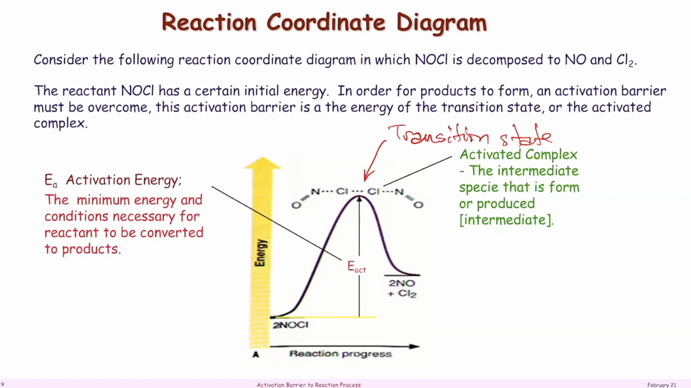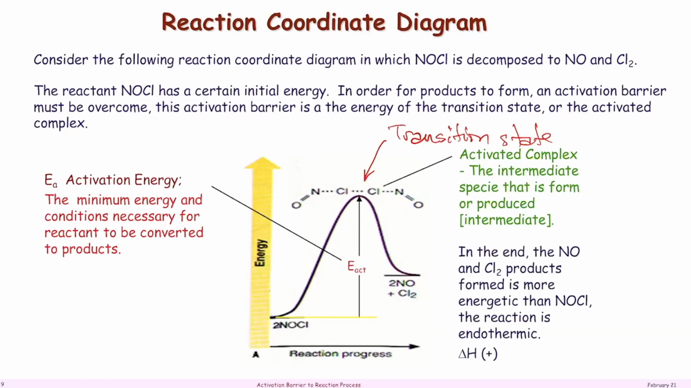That's E act, the minimum energy needed for the reactant to convert to products. Okay, in the end, the NO and Cl2 products formed are more energetic than NOCl, because in our example, it was 40 compared to 25. And so this is an endothermic reaction.